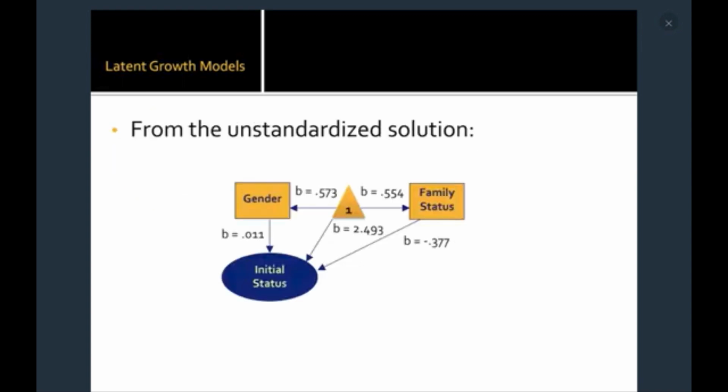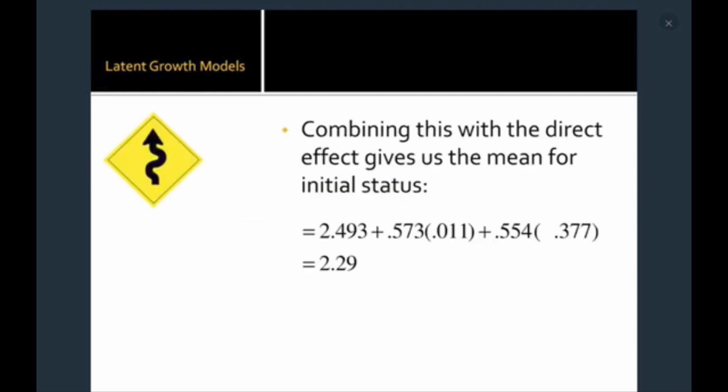Well, that's the 0.573 from the constant pointing to gender, times the 0.011, gender pointing to initial status. So that's a multiplication representing an indirect effect of the constant on initial status. So much work to just get a mean. Okay, and then 0.554 times 0.377.